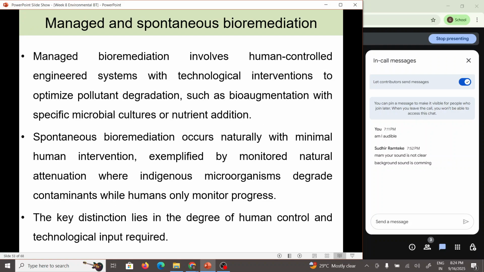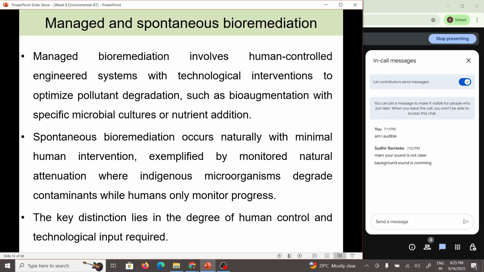And next one is the managed and spontaneous bioremediation. Managed bioremediation involves human-controlled engineered systems with technological interventions to optimize the pollutant degradation, such as bioaugmentation with specific microbial cultures or nutrient addition. Whereas spontaneous bioremediation occurs naturally with minimal human intervention, exemplified by monitored natural attenuation, where indigenous microorganisms degrade contaminants while humans only monitor the process.